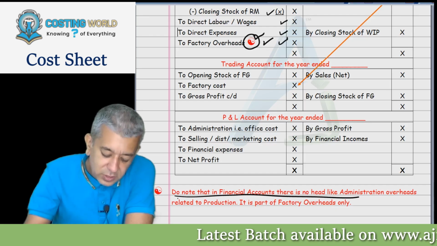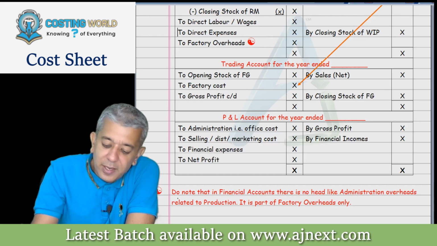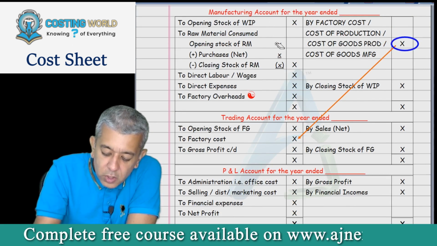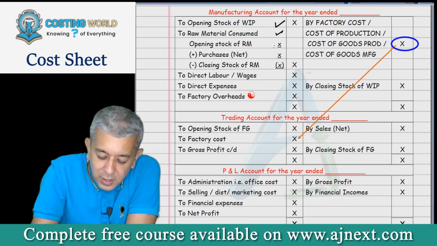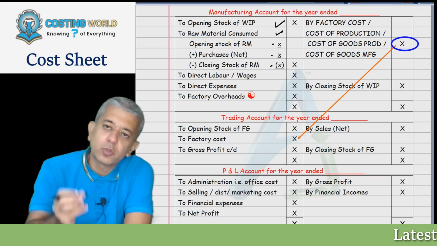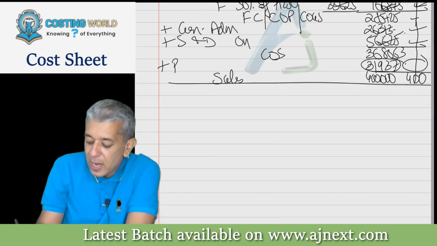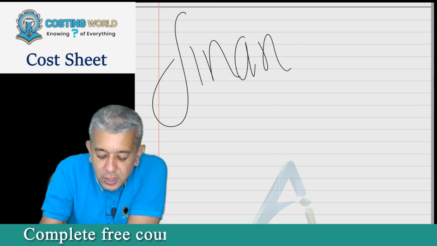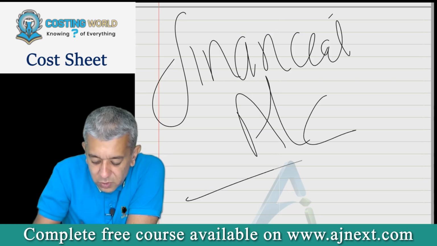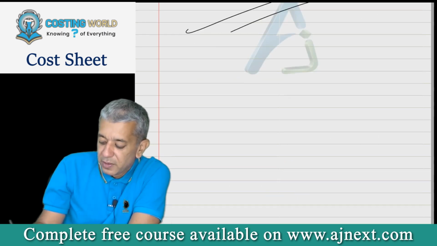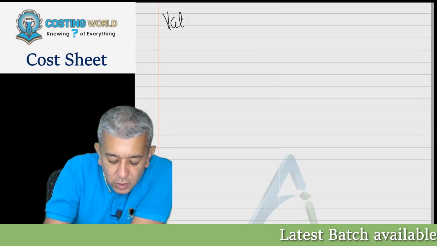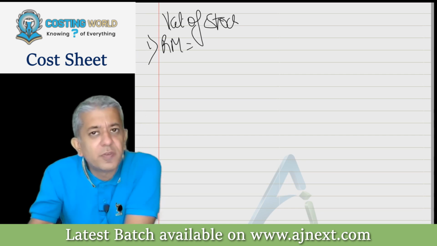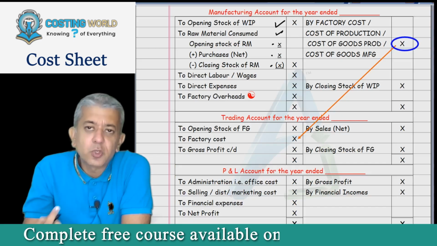Now see, this is your extreme understanding of financial accounts. So opening stock of WIP, raw material consumed, opening plus purchases less closing stock. Let me start with the first thing only. I'm giving a small heading, financial accounts, because you're good in financial accounts. So first of all, valuation of stock. Raw material stock is always valued at cost. It is always valued at cost.